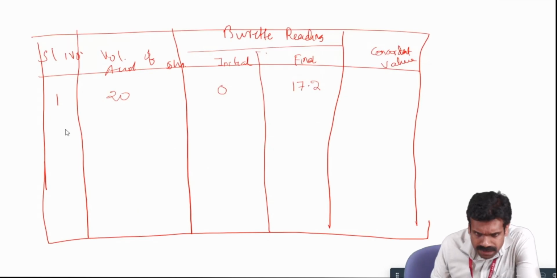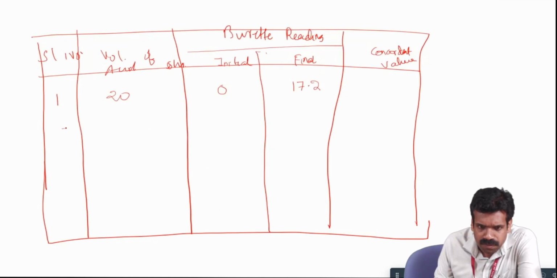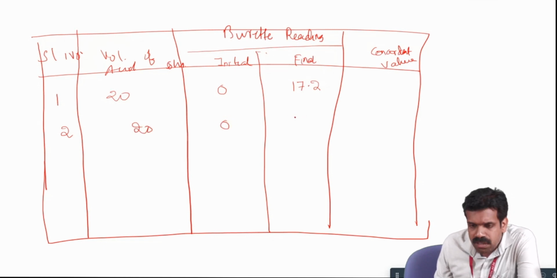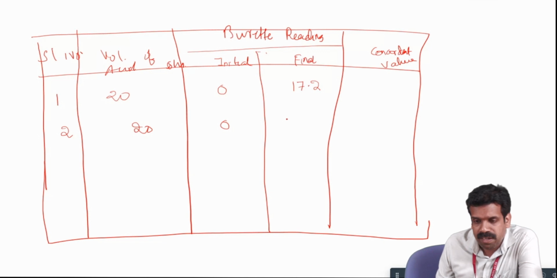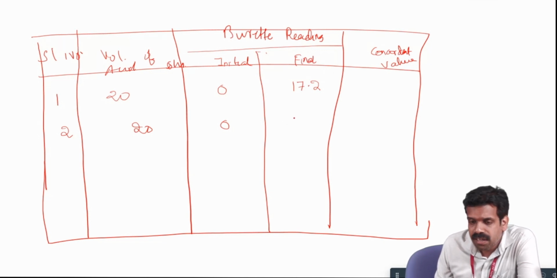So when you do it the second time, carefully, again you are pipetting out 20 ml of the acid, and your burette reading initially is 0. Usually you will get a value lower than this, because this time you will be very careful. So you know approximately at what volume the reaction is going to complete and the indicator will change the color. Let's say you are going to get the value somewhere around 16.9 ml.